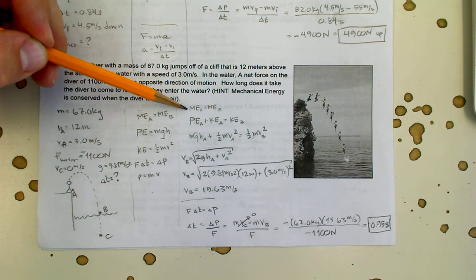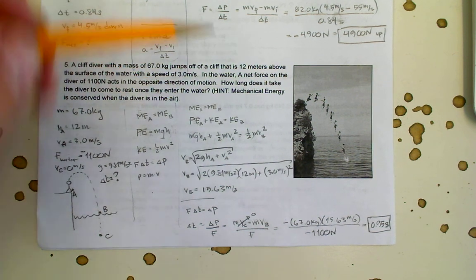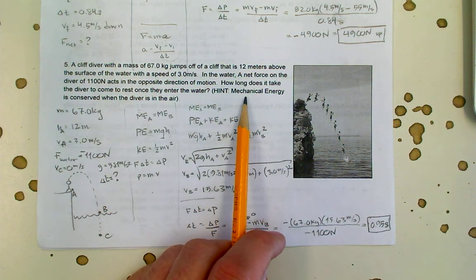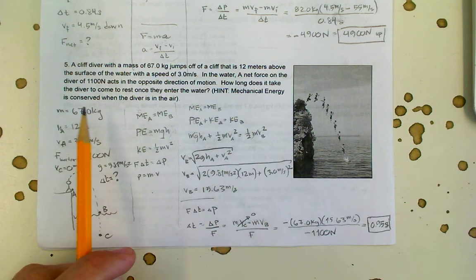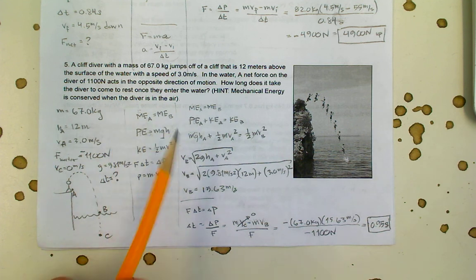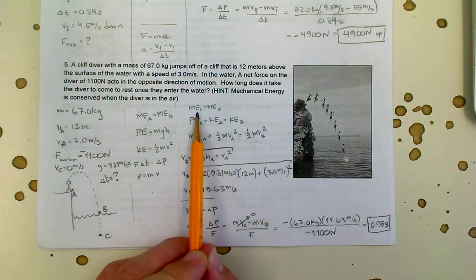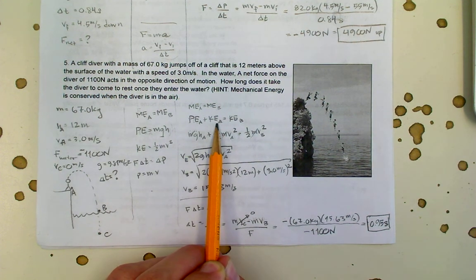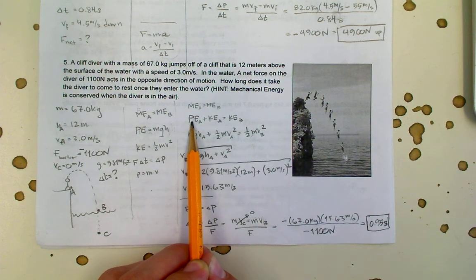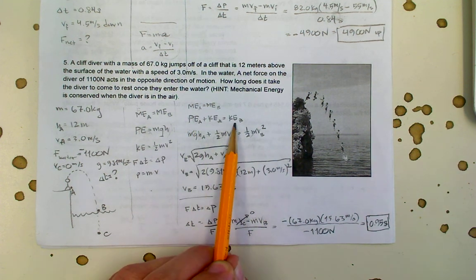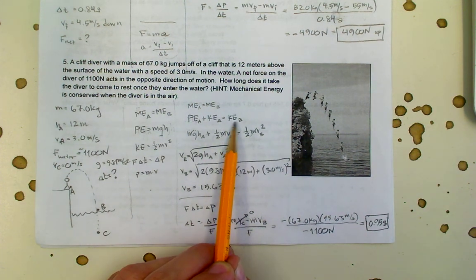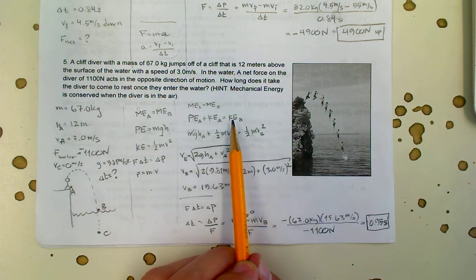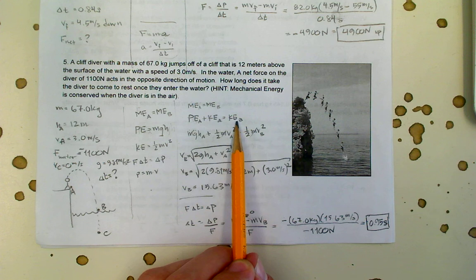So what I did first was compare the mechanical energy at points A and B, and that aligns with the hint that I gave here as well, by the way. Mechanical energy is conserved when the diver is in the air. At first, at point A, they have potential energy and kinetic energy because they're moving and they're above the surface of the water. When they enter the water, their potential energy is 0 because I'm measuring my heights from the water surface. So they only have kinetic energy.